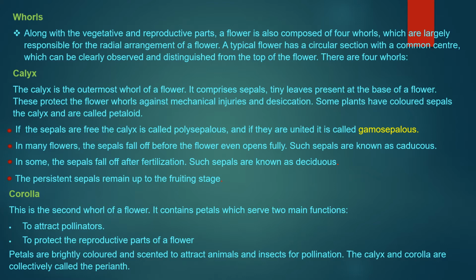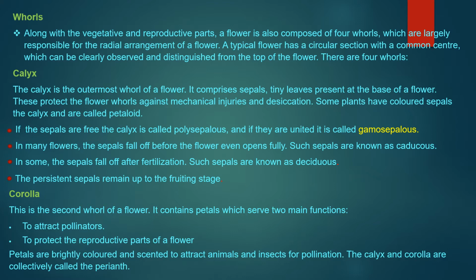If the sepals are free, the calyx is called polysepalous, and if they are united, it is called gamosepalous. In many flowers, the sepals fall off before the flower even opens fully. Such sepals are called caducous sepals. In some, the sepals fall off after fertilization. Such sepals are known as deciduous sepals. The persistent sepals remain up to the fruiting stage. So these are the three types based upon the nature of their duration: the caducous, the deciduous, as well as persistent sepals.